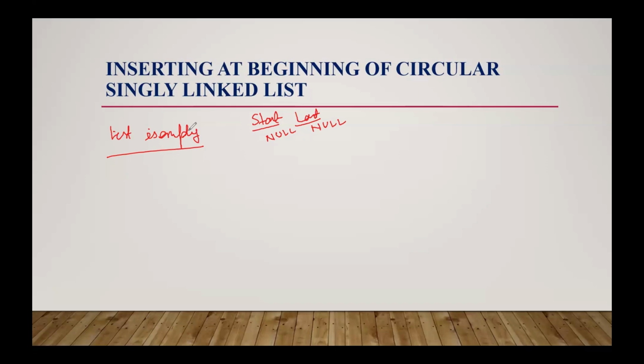If the list is empty, then what happens? The start and last pointers point to the null value. Then we have to create a node with memory allocation. So in this case, what happens?